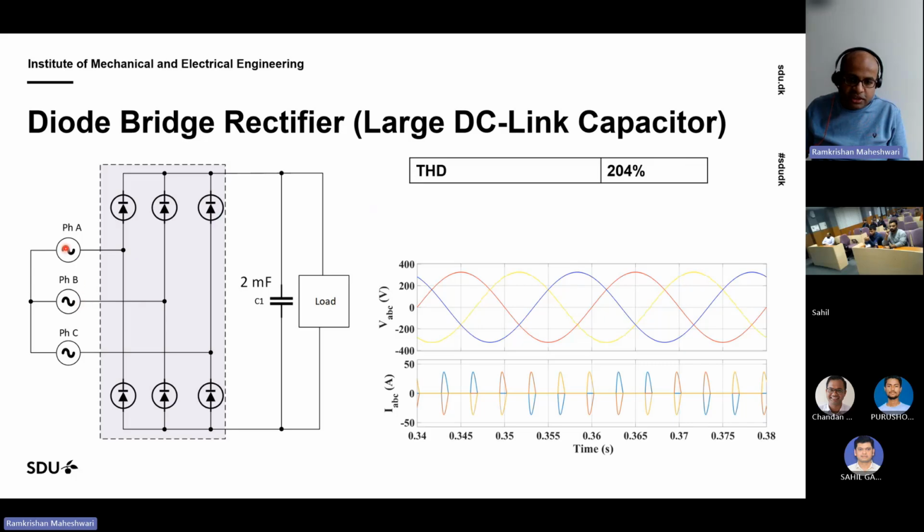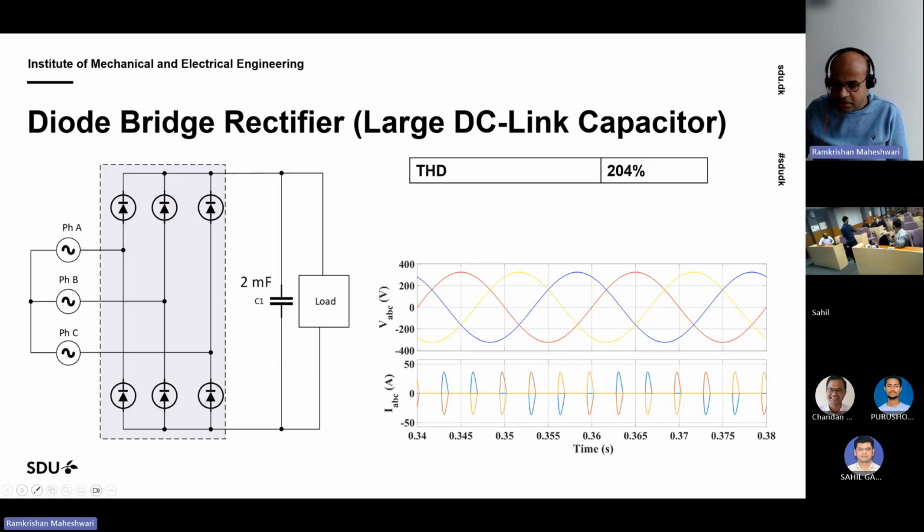So if we talk about a diode bridge rectifier feeding a capacitive load, then all of us know that the input side current will have a waveform something like this, right? And the problem with this waveform is high THD, which can go up to 200%. And then you have a high pollution in the grid. So what we can do is try to reduce the DC-Link capacitor and see what happens.